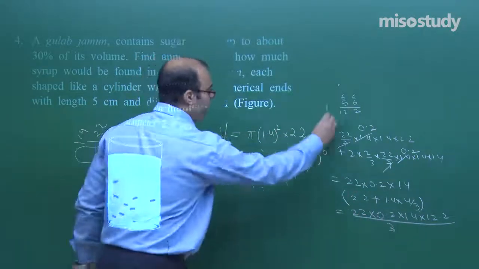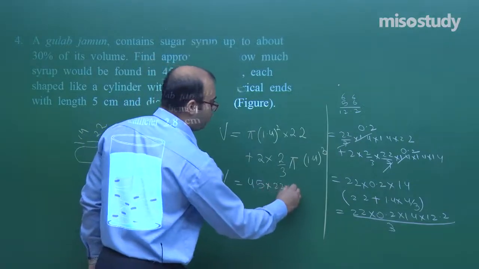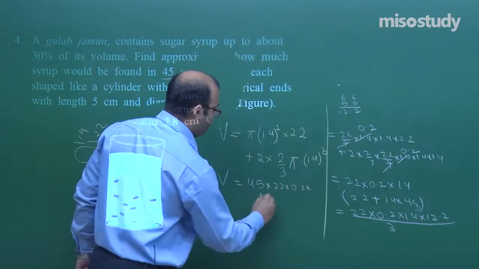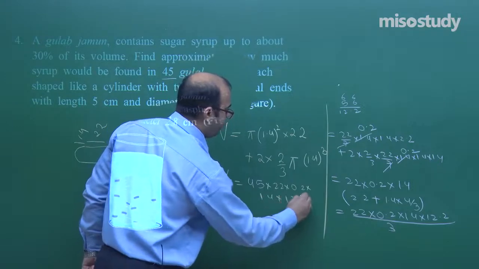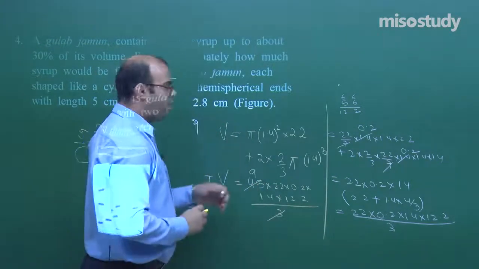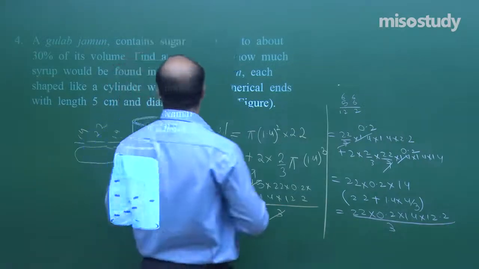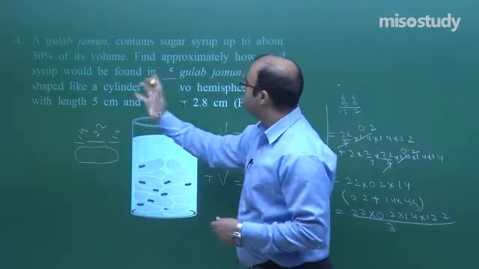What we have to do is find the volume of the 45 gulab jamuns. That will be 45 into 22 into 0.2 into 1.4 into 12.2 divided by 3. This is what we have as the volume of the gulab jamuns. But what we need is the volume of the syrup. Find approximately how much syrup would be found.